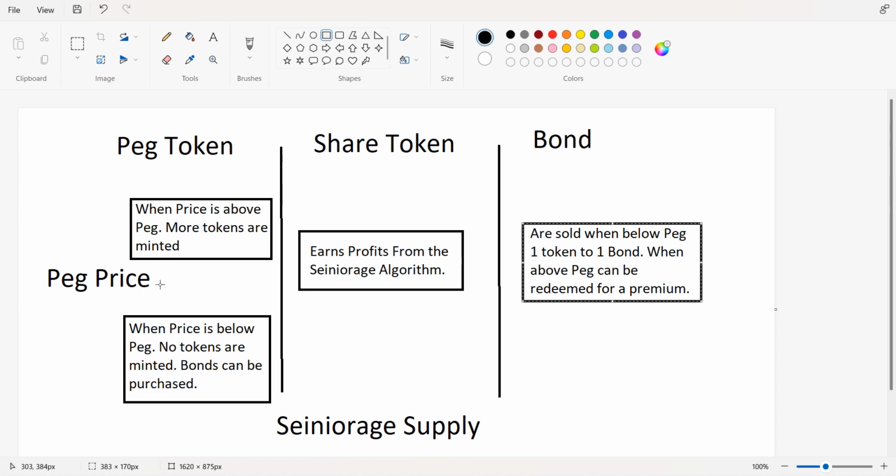And what happens is they take the average price during the epoch, and that's called the TWAP, time weighted average price. So the time weighted average price of the previous epoch determines if they're going to print more tokens. If that time weighted average price is above peg, then more tokens will be minted. In other words, there's going to be a seigniorage. If the time weighted price is below peg during that epoch, then there are going to be no more tokens minted and bonds can be purchased. So we'll talk about that next.